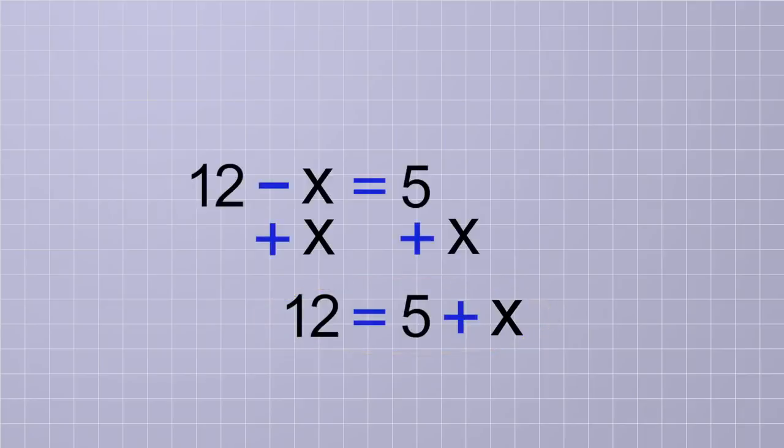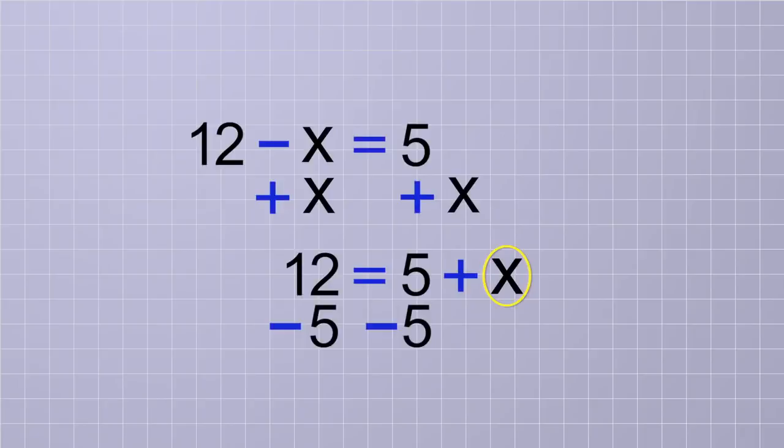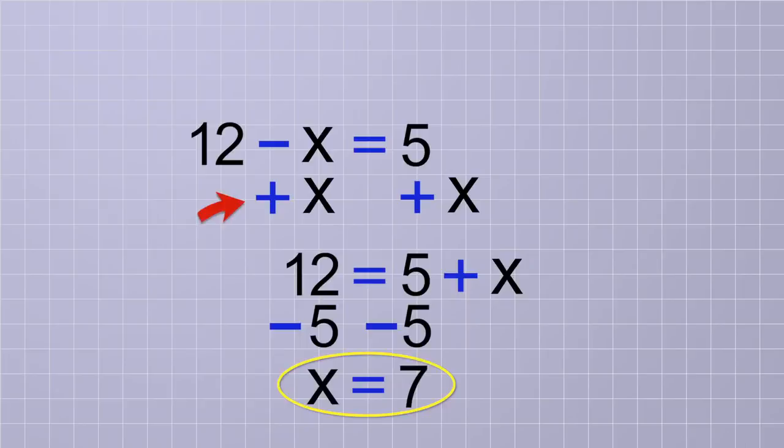Now it's easy to see that we can isolate the unknown just by subtracting 5 from both sides of the equation. And that will give us 7 equals x, or x equals 7. It just took us one extra step to rearrange the equation, but then it was easy to solve.